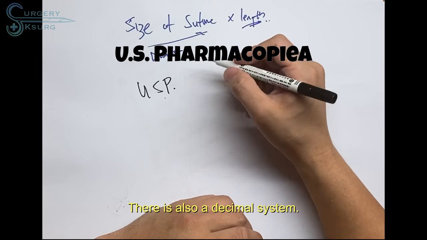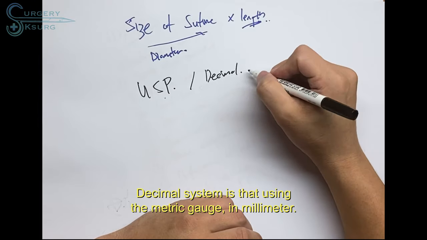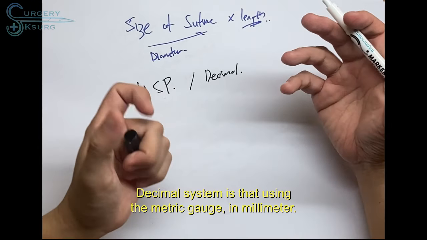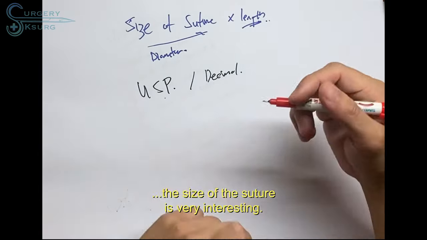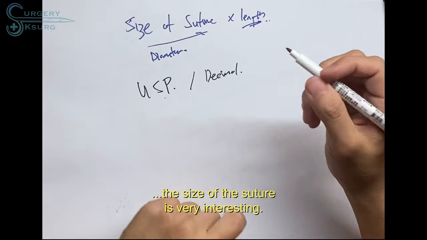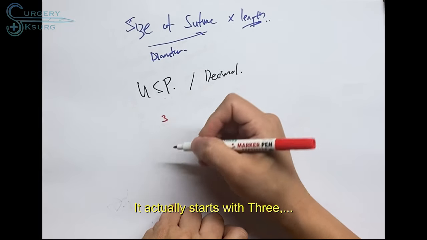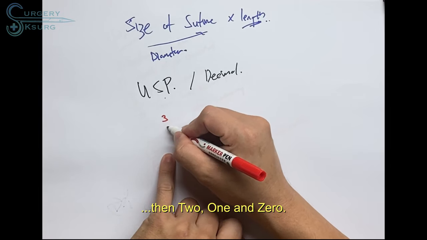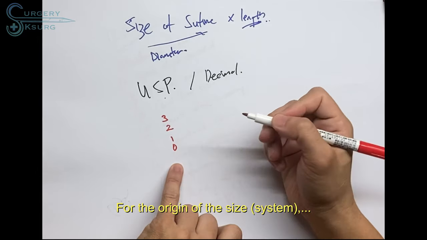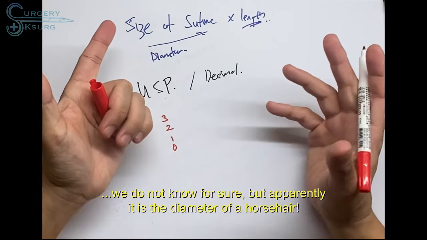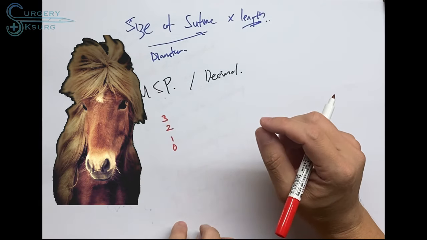There is also a decimal system. The decimal system uses the metric gauge in millimeters. Historically, the size of the suture is very interesting. It actually starts with 3, then 2, 1 and 0. For the origin of this size, we do not know for sure, but apparently it's the diameter of a horsehair.